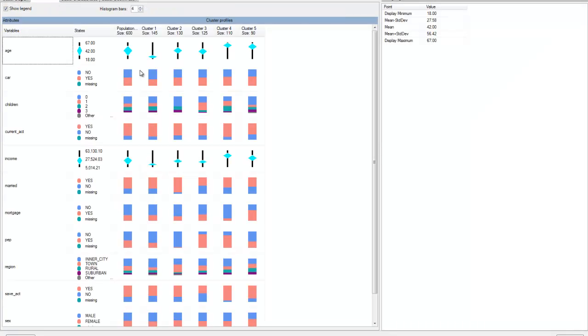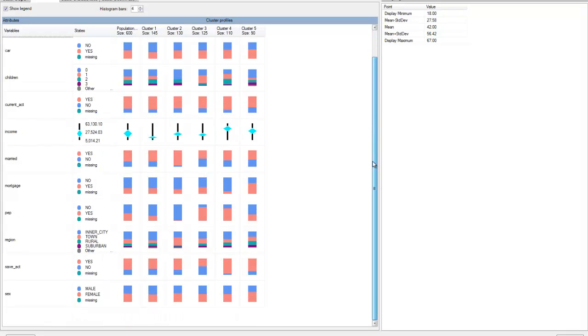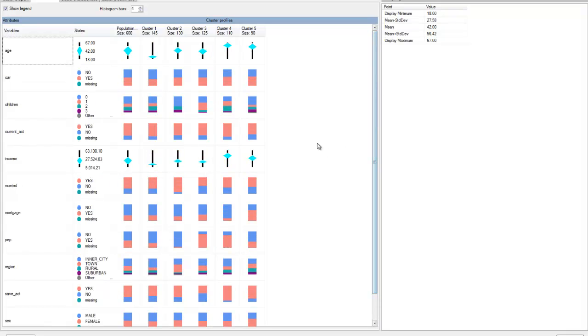We then go on to the cluster profiles where we can read the actual makeup of these clusters. So for example, our first cluster is made up of mostly younger people. Whether they have a car or not is 50-50. The number of children is pretty varied. They're current account owners, on the lower range of income, kind of showing us that income is related to the age. Mostly married, and so on. And this is how we read these clusters, and we can go along and read all 5 clusters.